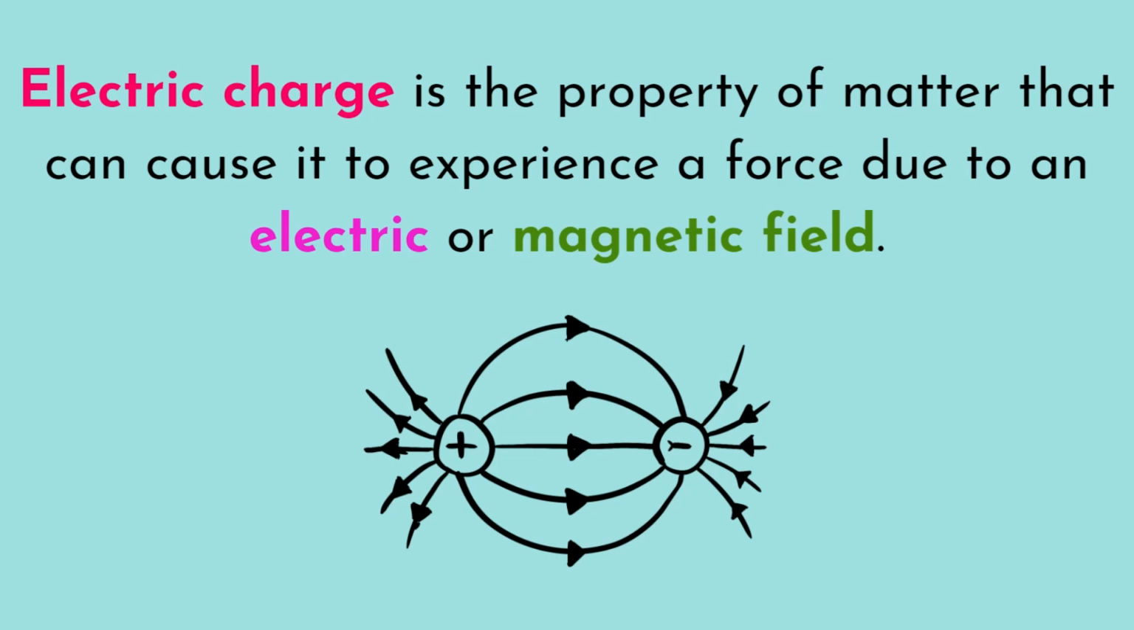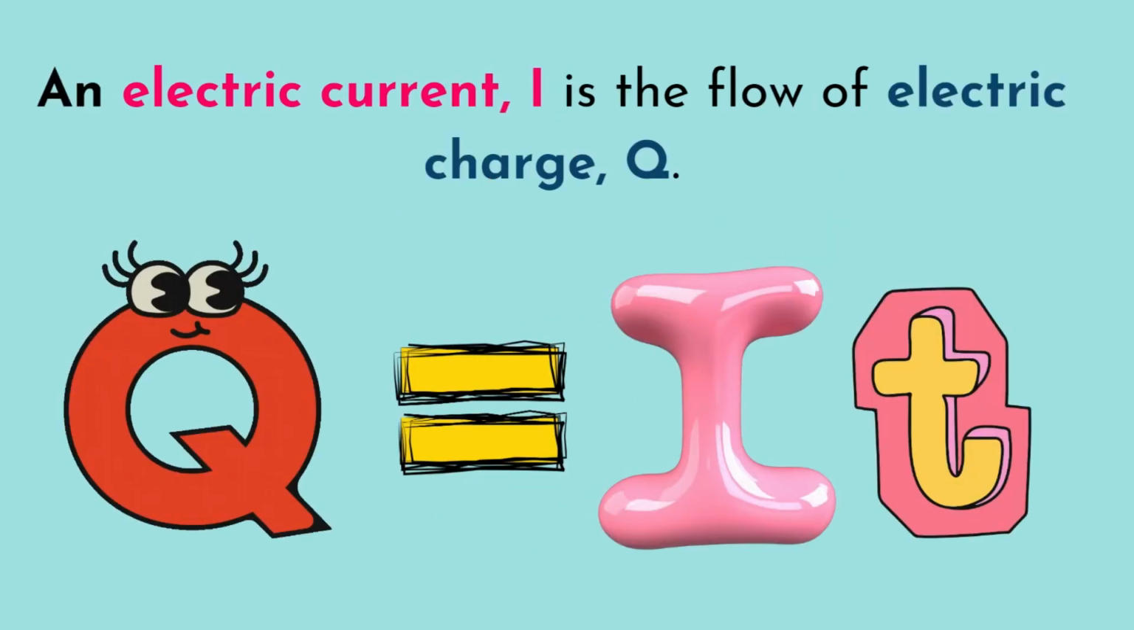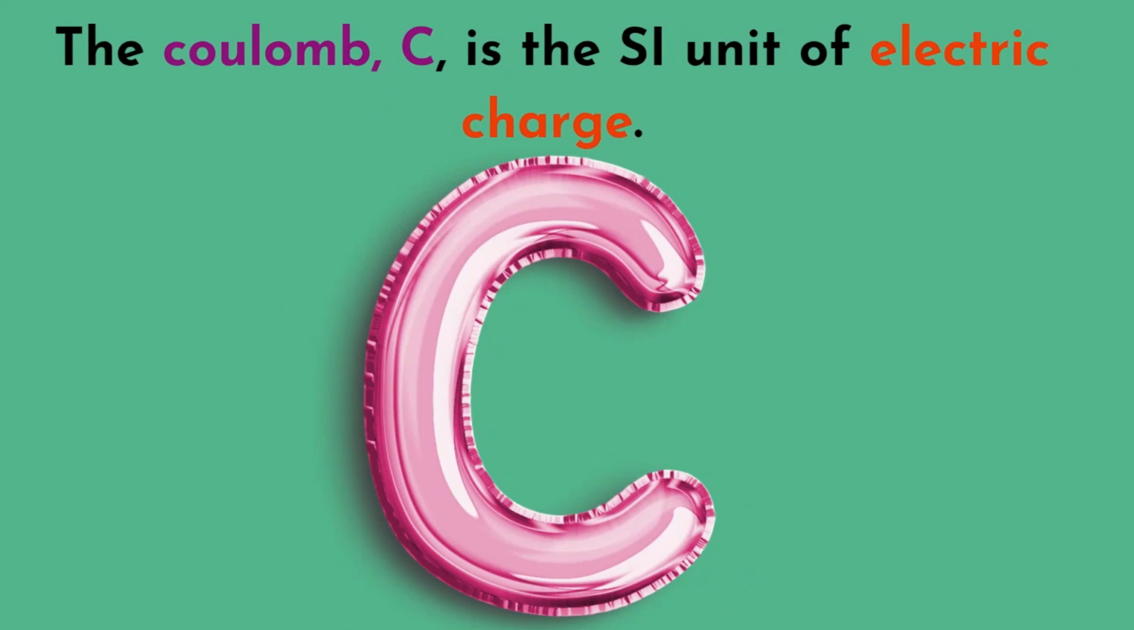Electric charge is a property of matter that can cause it to experience a force due to an electric or magnetic field. An electric current, I, is a flow of electric charge, Q, where Q is equal to I times T, or electric charge is equal to current times time. The Coulomb, C, is the SI unit of electric charge.